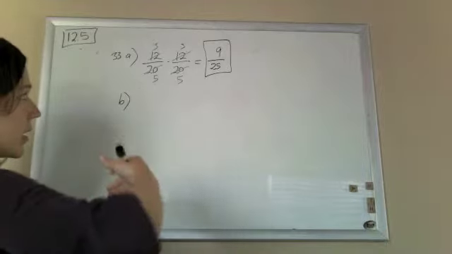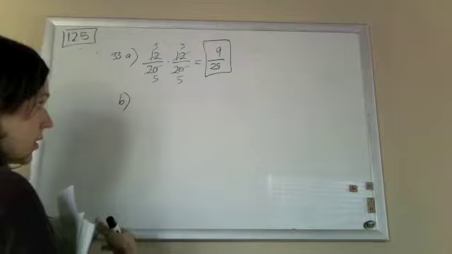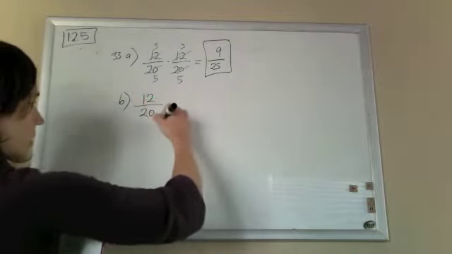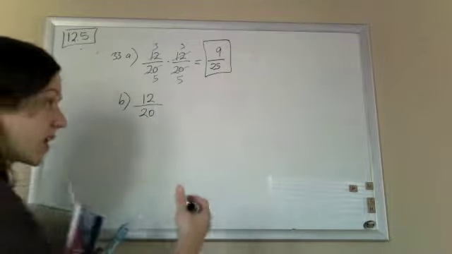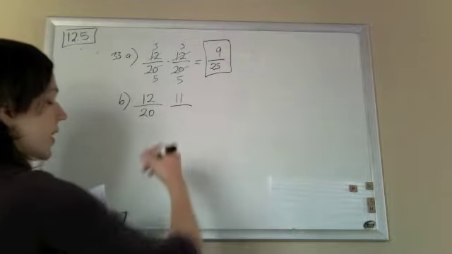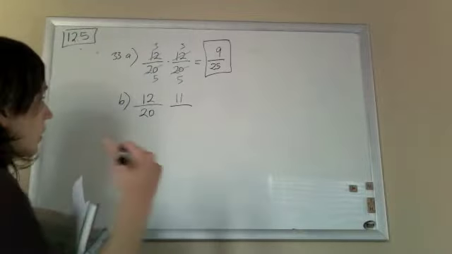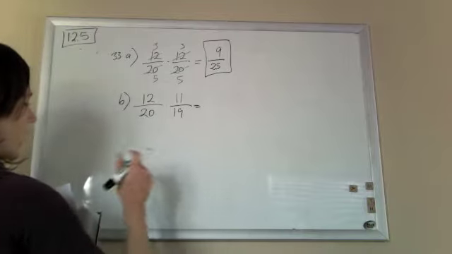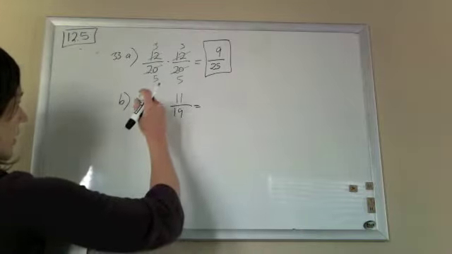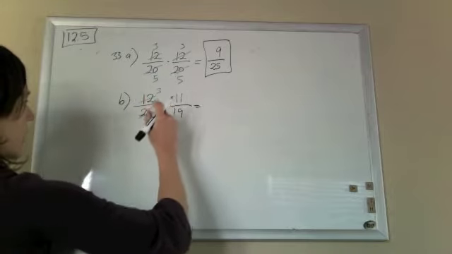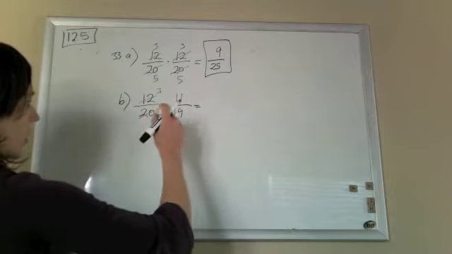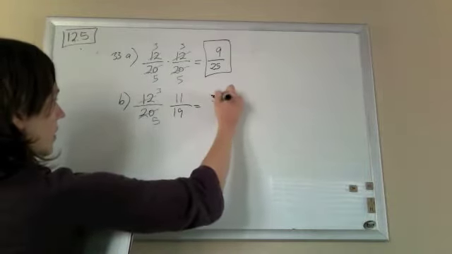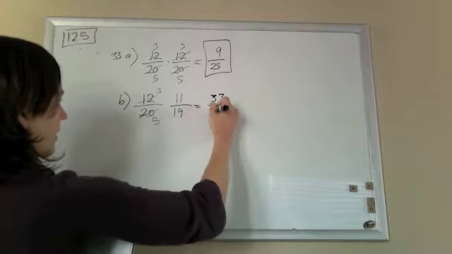And then part B, now we're not replacing the card. So my first pick, there are still 12 cards that I want out of 20 total. But when I go to choose again, there's only 11 cards left that I want, because I already picked one and took it out, and 19 cards total. So simplifying this again, divide the top by 4, I get 3, divide the bottom by 4, I get 5. No more simplifying, so multiply straight on across, you get 33 over 95.